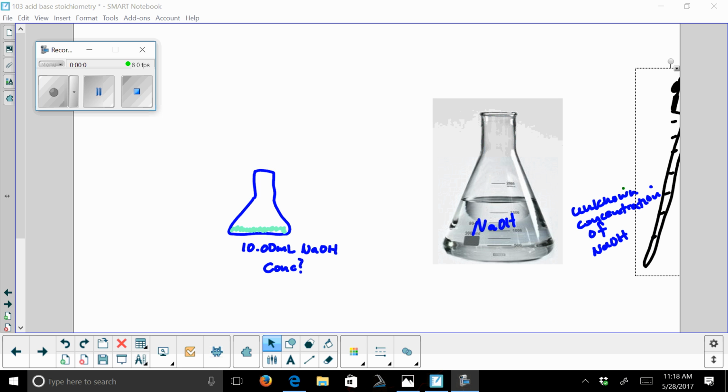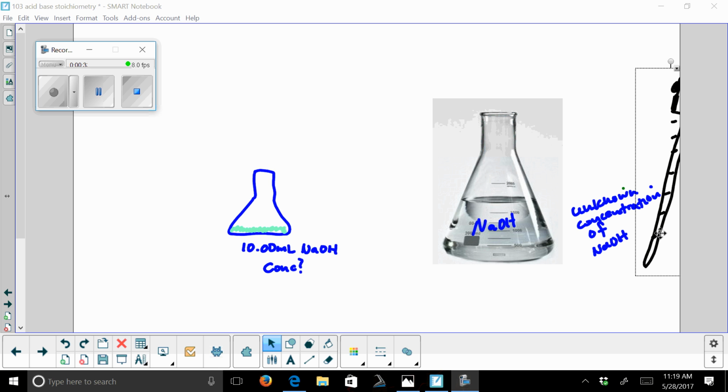So what I have here is a situation you might encounter in the lab where you have a flask. It contains sodium hydroxide solution. We know that, but we don't know the exact concentration. We want to find out what it is, or we might want to verify the concentration of a particular sodium hydroxide solution. So what we do is we react the sodium hydroxide with an acid that we know the concentration of. This is called the titration.